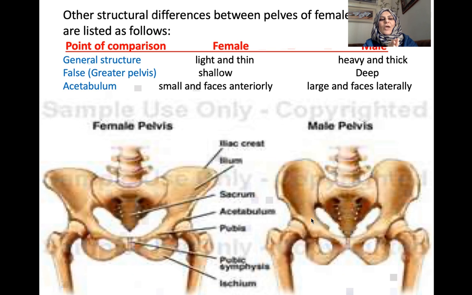The acetabulum in the female is small and faces anteriorly, while in the male it is large and faces laterally. This is what differentiates the gait between female and male. We all see that the female walks with one foot in front of the other, like models, gracefully, while the male, because of the widely set acetabulum, walks widely spread. So the female walks in a beautiful way because the acetabulum faces more anteriorly, while in the male it faces laterally.